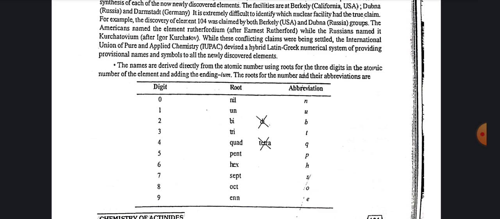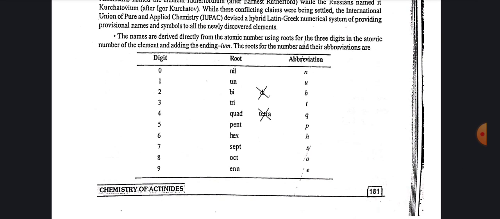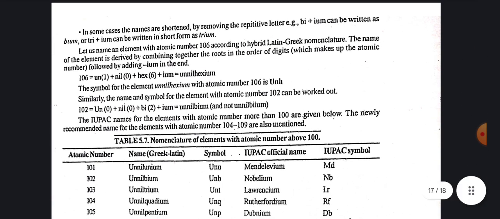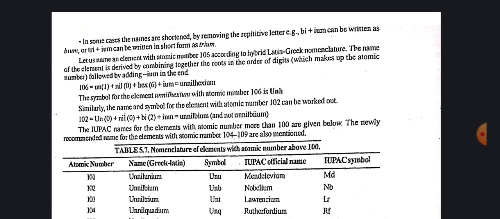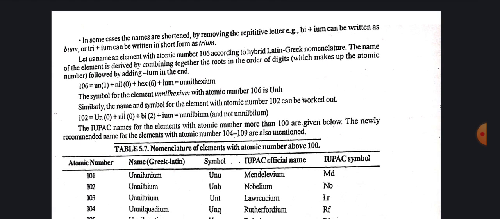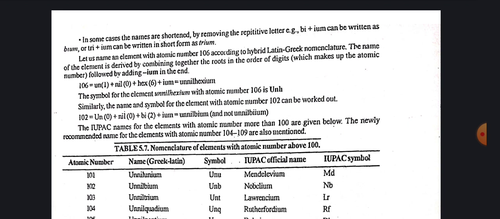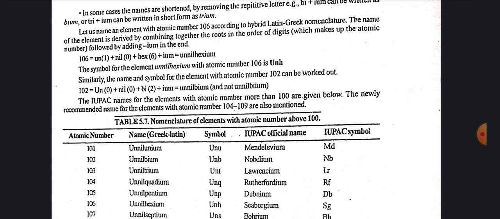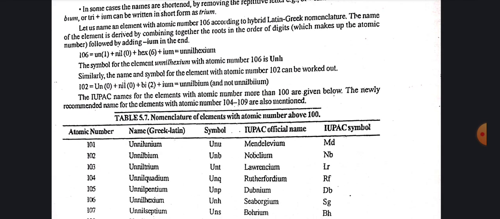While these conflicting claims were being settled, the International Union of Pure and Applied Chemistry devised a hybrid Latin-Greek numerical system for providing provisional names and symbols to all the newly discovered elements. In some cases, the names are shortened by removing the repetitive letter. For example, a name ending in "bium" can be written as "bium" with one letter dropped. That is an element with atomic number 106 according to Latin-Greek nomenclature. The nomenclature is derived by combining together the roots in order of digits.